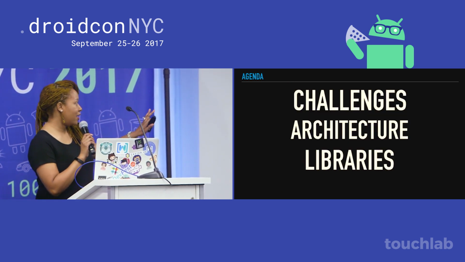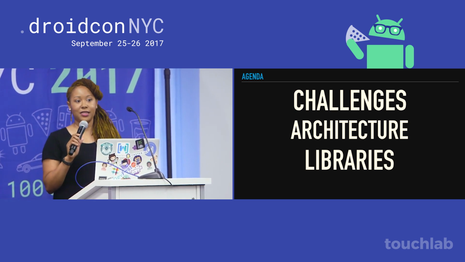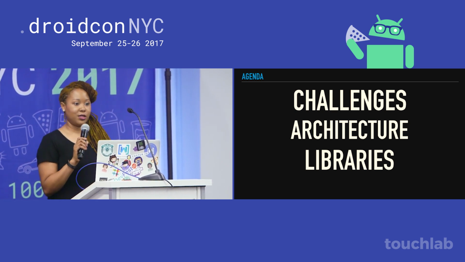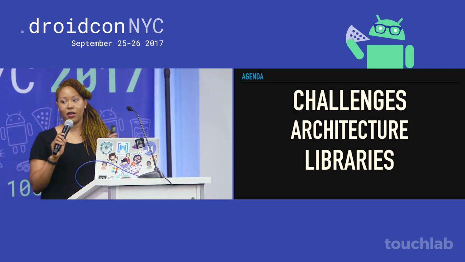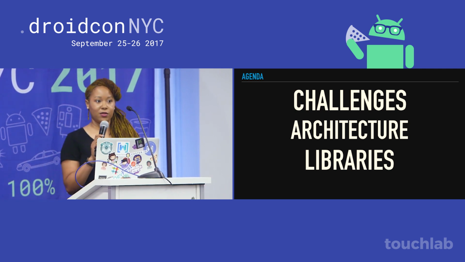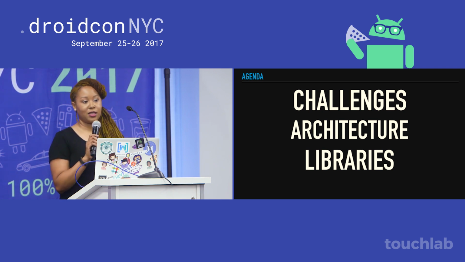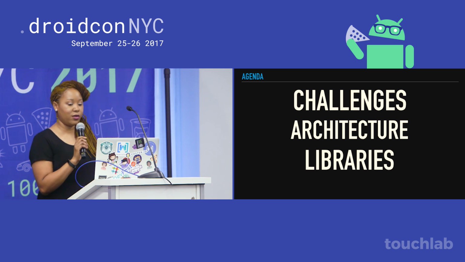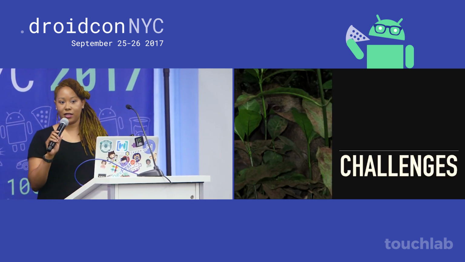Today, we're going to look at the following 3 areas. First, the challenges that we faced in trying to develop this particular application. We're going to walk you through the resulting architecture that we landed on in order to deal with many of those challenges. And then finally, we're going to look at the third-party libraries that we used in order to achieve our goals. So as I mentioned, we're going to start off with the challenges.